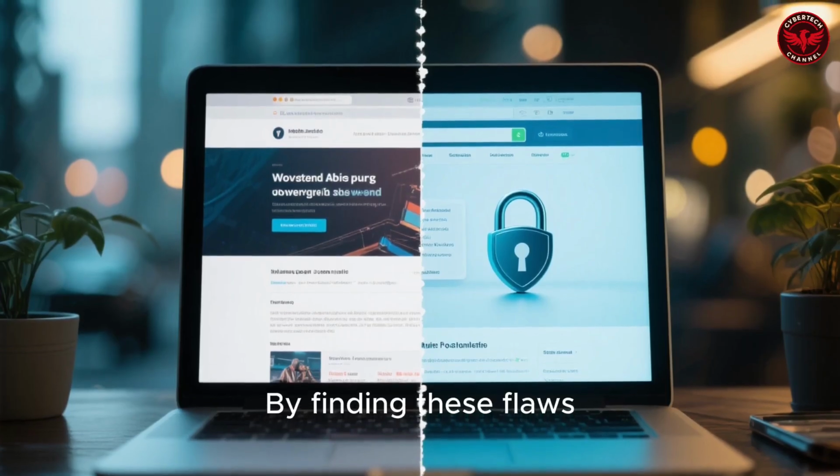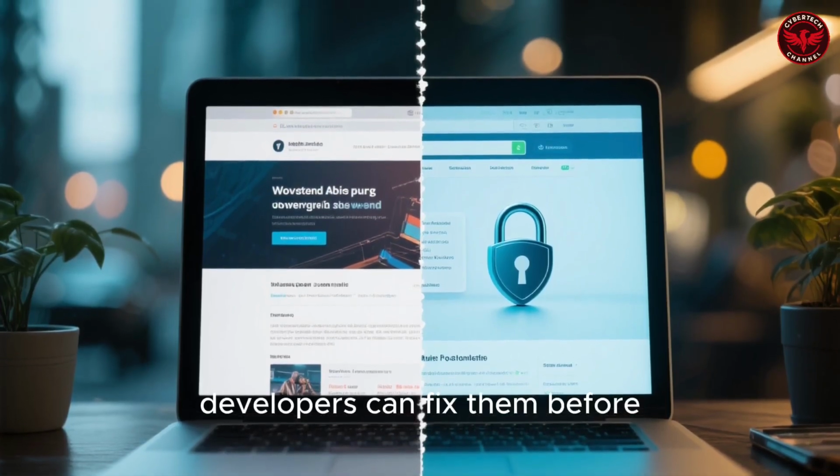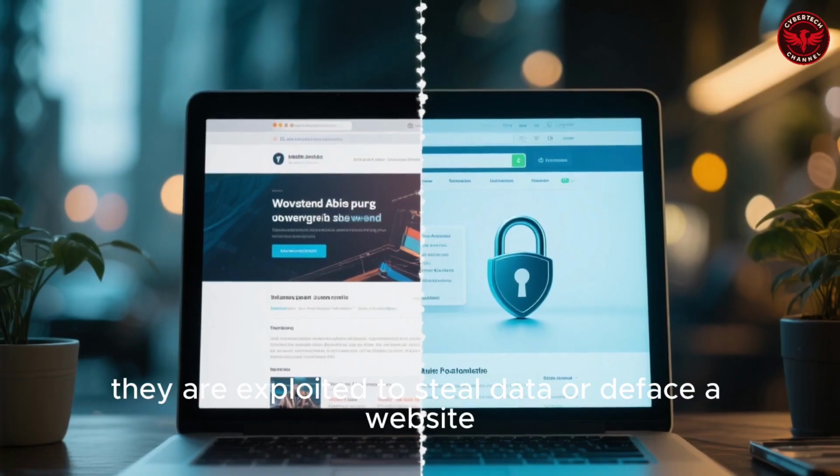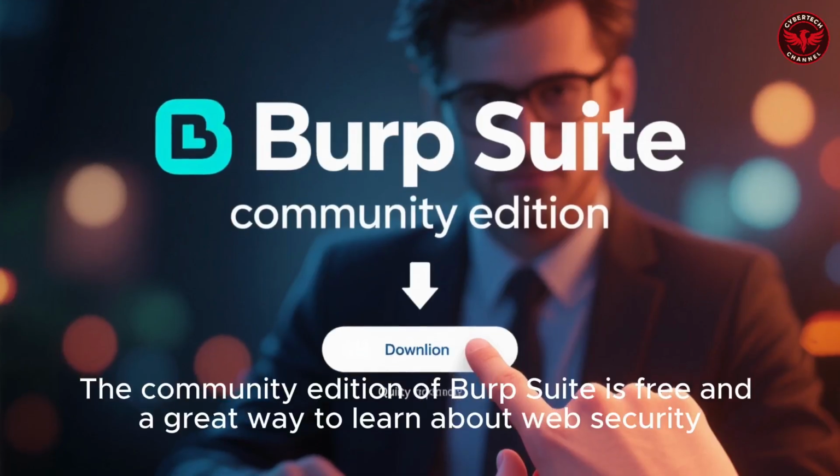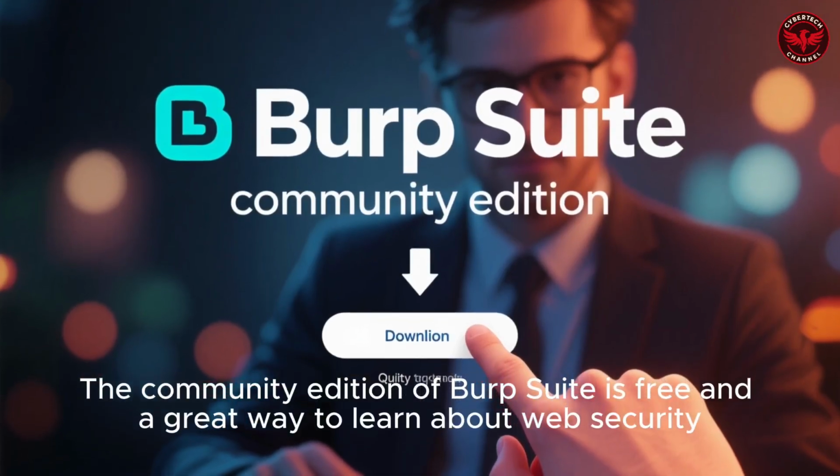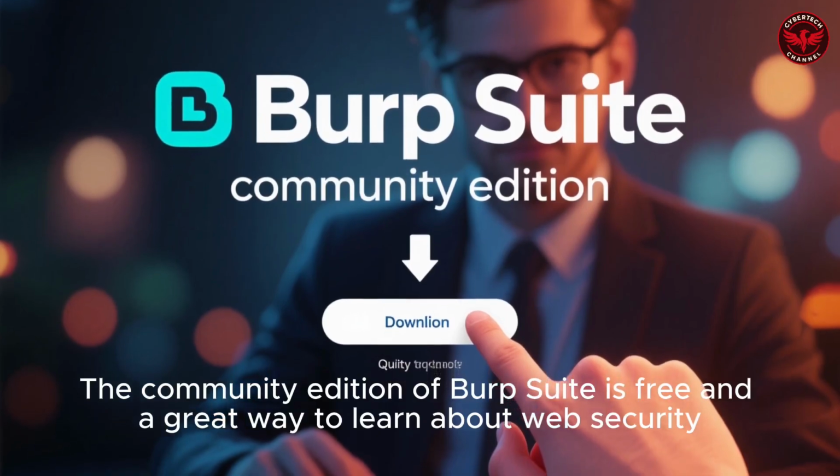By finding these flaws, developers can fix them before they are exploited to steal data or deface a website. The community edition of Burp Suite is free and a great way to learn about web security.